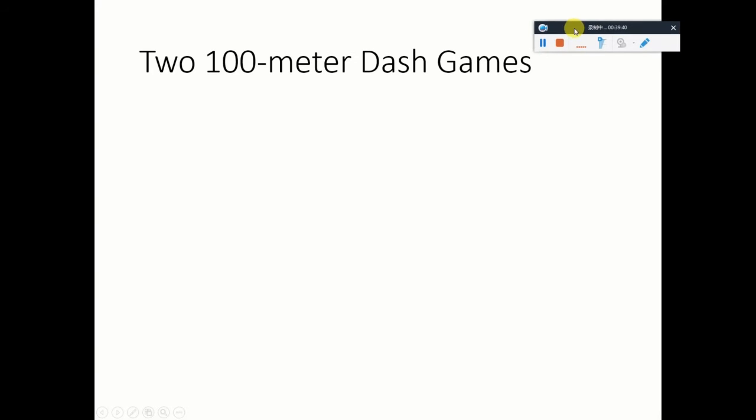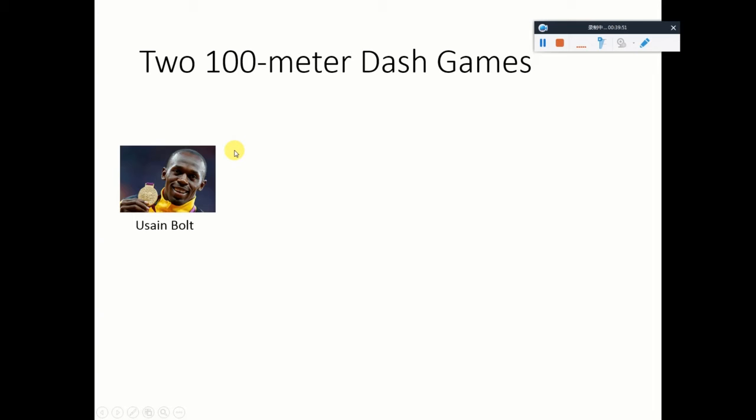So let's imagine two dash games. We know that so far the fastest man in this world is Mr. Bolt, winner of Olympic gold medals. Let's say Andrew is going to have a dash game with Mr. Bolt, and a third person who would join this 100-meter dash will be Andrew's best friend in graduate school, Doug.